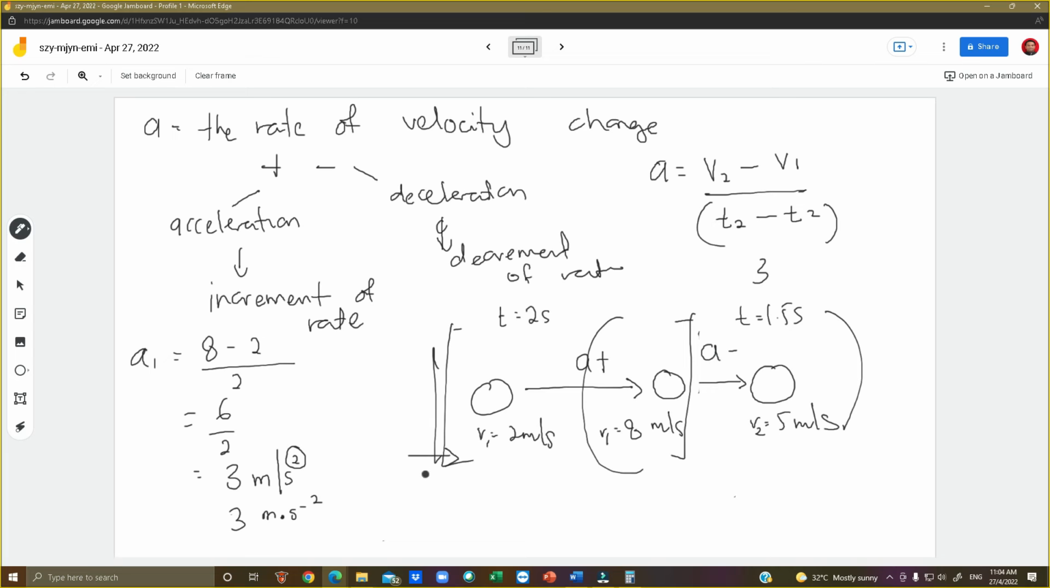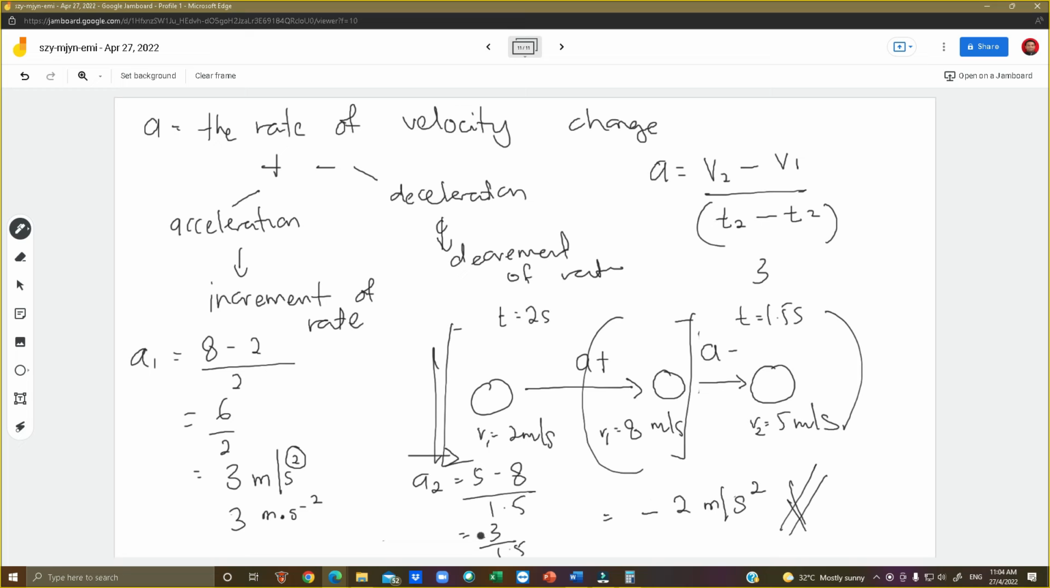Okay, for the second one, a2, now v2 is this one, 5 minus v1, 8, over 1.5. We have negative 3 over 1.5. The answer will be negative 2 meter per second square. Bila nampak case kedua lagi kecil pada case pertama, dah boleh faham, dah the figures will be negative. Kalau case kedua lagi besar pada case pertama, we know that is an acceleration, a positive one.